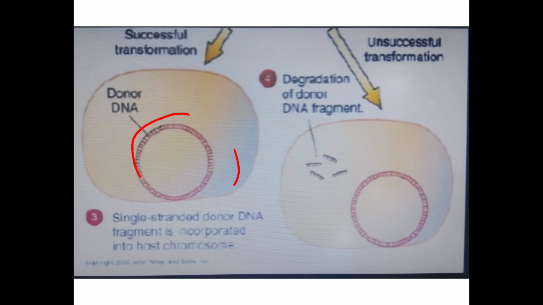So this is about the transformation process in bacteria. If in the examination the question is asked, describe in brief the transformation process, you can draw the diagram along with the description given in that diagram. So please refer to that PPT for your semester end examination also.